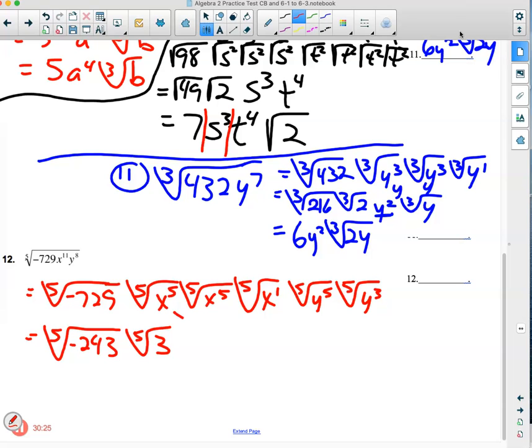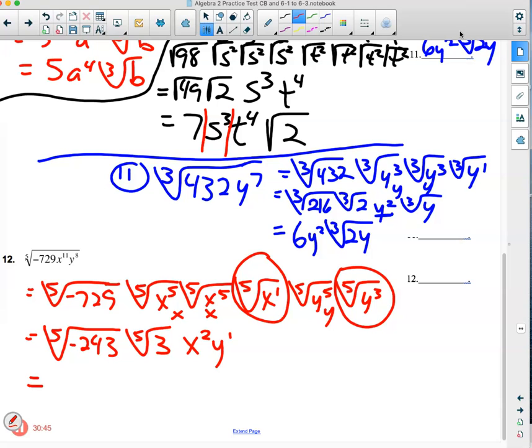We know we have an x and another x. That's x squared. But then this one is going to have to stay under the ugly symbol. We have a nice y, so there's a nice y to the first. But again, we have an ugly fifth root of y to the third. So let's see what we can do here.